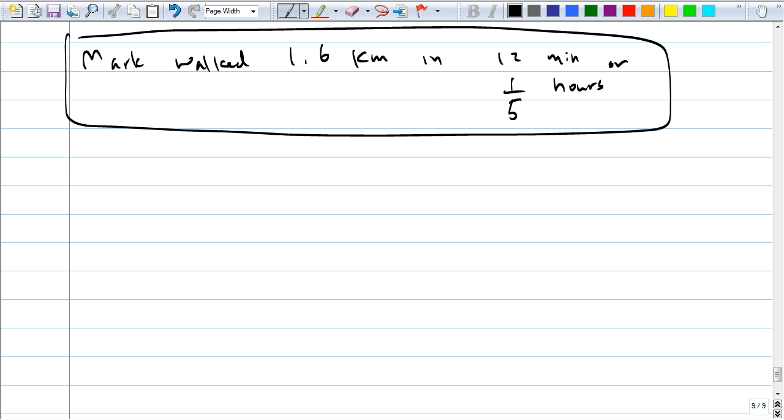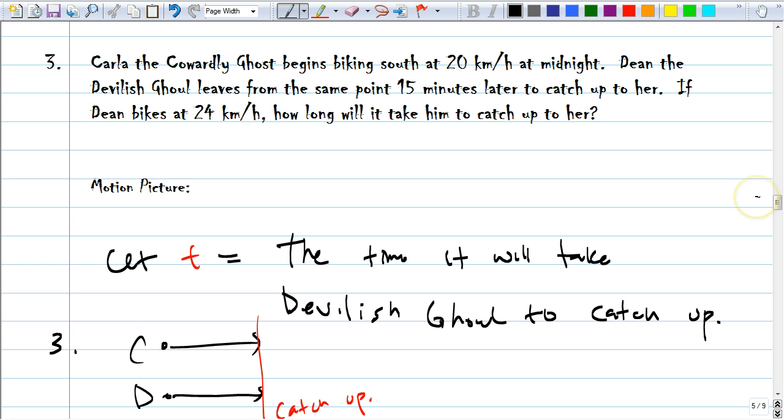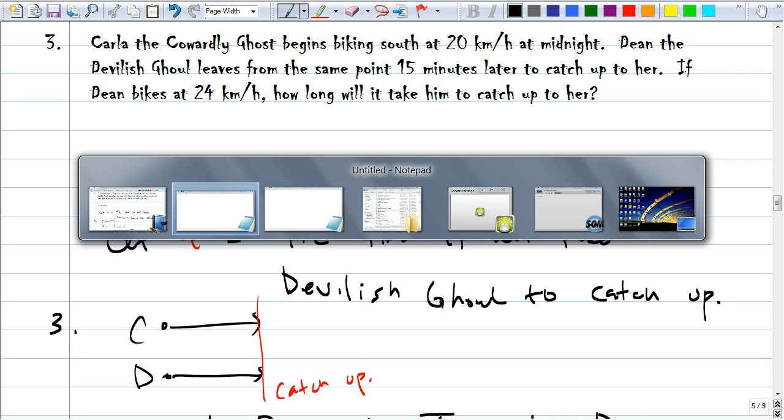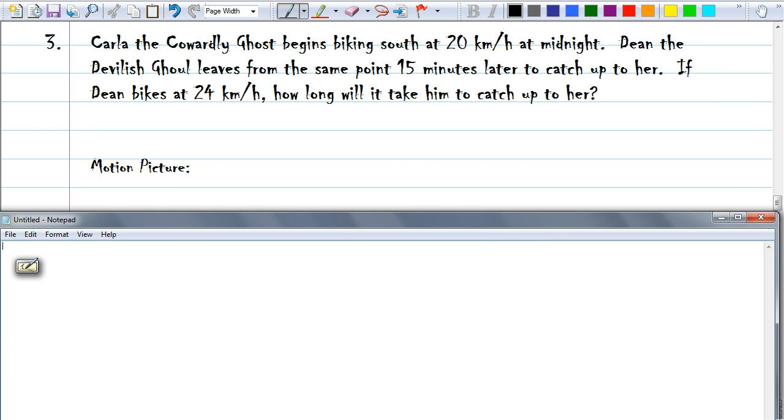Oh, and then some of you mentioned you guys wanted to see number 3 again, because we kind of didn't have time at the end. So let's look at 3 again, okay? Let's review quickly what we were doing on number 3. You guys remember you had Carla and Dean. Let's read it. Can somebody read this for us? Thank you, Matthew. Carla currently goes south at 20 kilometers per hour. Dean is able to pull out from the same point 15 minutes later to catch up to her. Dean bikes at 24 kilometers per hour. How long will it take Dean to catch up to her?